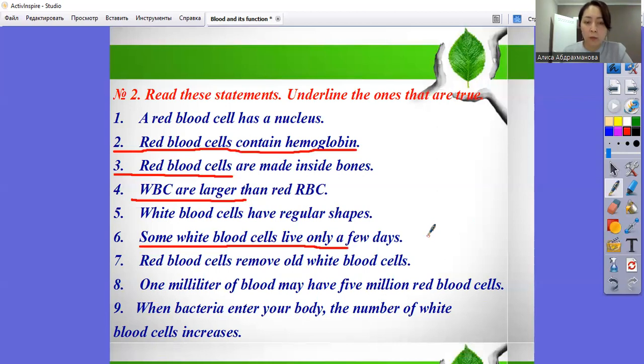1 milliliter of blood may have 5 million red blood cells. It's true. When bacteria enter your body, the number of white blood cells increases. Яғни бактерия ағзаға енген кезде ақ қан жасушаларының саны өседі дейді. Бұл да дұрыс. Okay, let's move on.